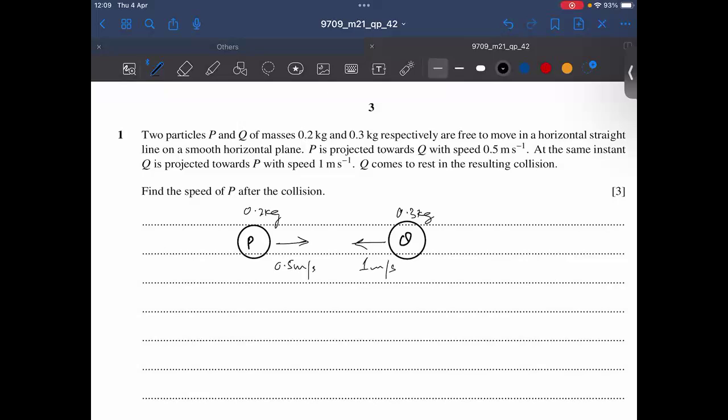And after collision, Q comes to rest, 0. While after collision, the speed of P is unknown, x meter per second. Now we are supposed to find out the speed of P after collision. So we're going to be applying the law of conservation of momentum, that says M1 U1 plus M2 U2 equals M1 V1 plus M2 V2.